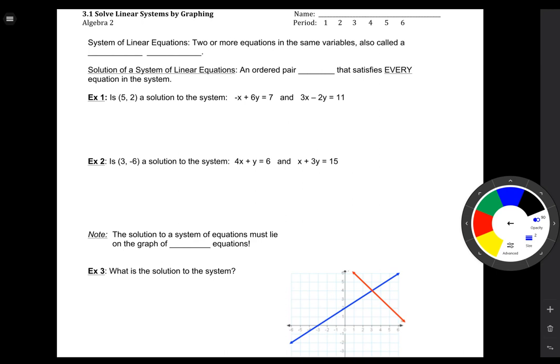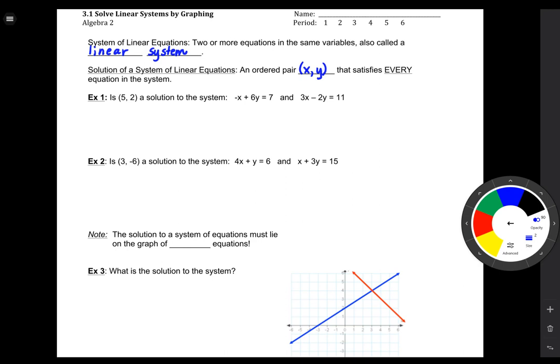A system of linear equations is two or more equations in the same variables, also called a linear system. As you recall earlier in chapter 1, a solution was just a value that made something true. So a solution of a system of linear equations, because there's two variables, has to be an ordered pair, x comma y, that satisfies every equation in the system. Let's take a look at two examples.